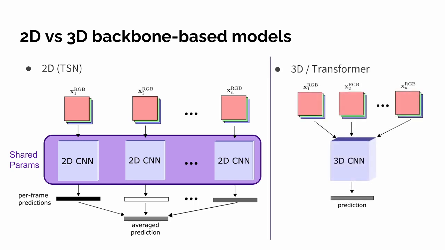On the other hand, there are 3D or transformer models, and they utilize all frame spatial temporal features in one model. For example, the 3D CNN will perform 3D space and time convolutions. The model would then produce the predictions in the end. These types of models are typically much more expensive than 2D CNN models.